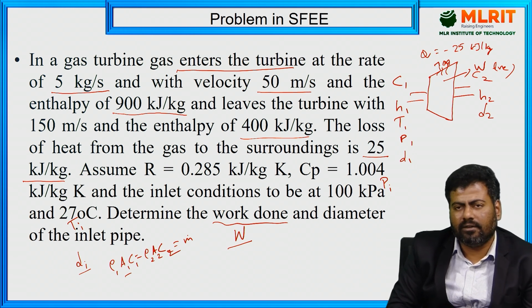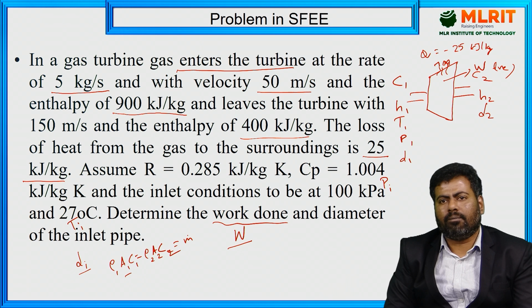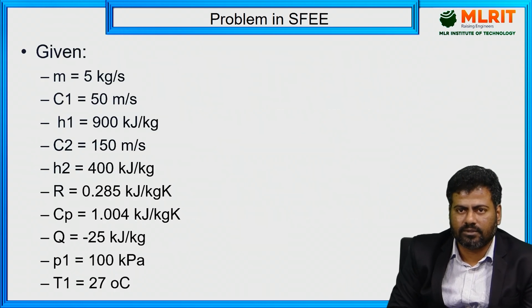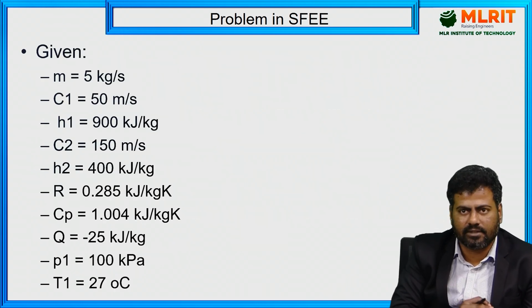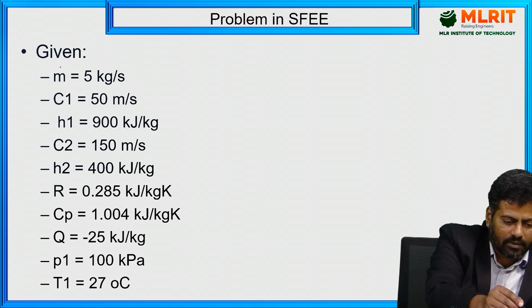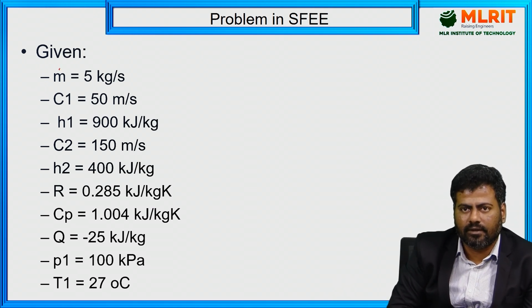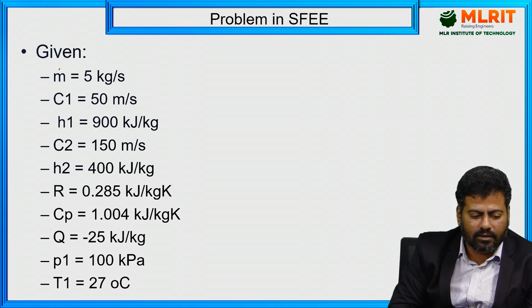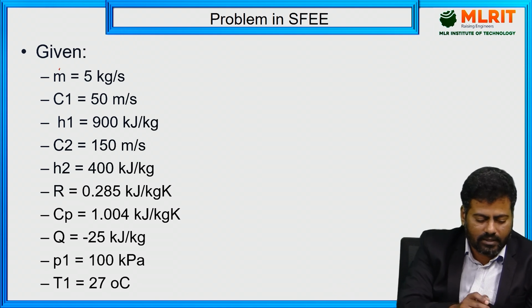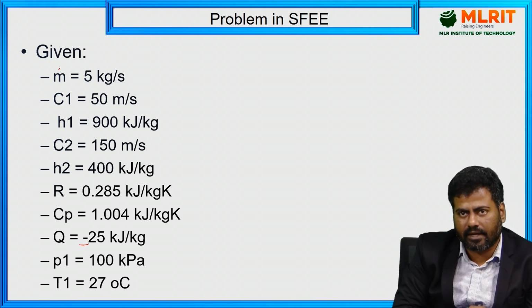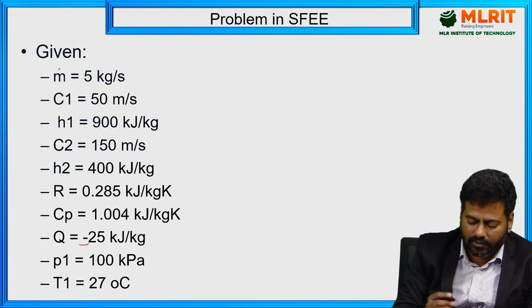After that, we know the steady flow energy equation. By applying the steady flow energy equation, we can easily solve the problem. So this is the given data which we discussed right now. Here actually it's supposed to be M dot, not M. M dot is nothing but the mass flow rate, right? And they have given C1, H1, C2, H2, R, CP, and Q. See, Q, they have given in terms of negative. We need to consider it as negative. That is what they gave in the problem.